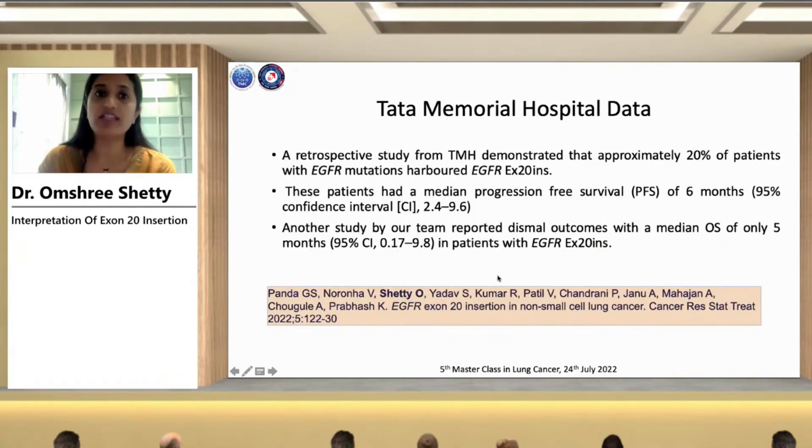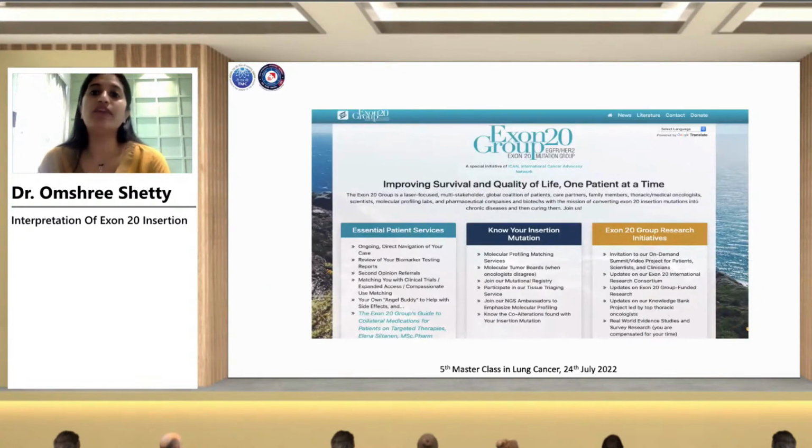Also looking into the TMH data, a retrospective study from TMH has demonstrated that approximately 20% of our patients have exon 20 insertions, and these patients had a median progression-free survival of nearly 6 months. Also, as exon 20 awareness has increased, a group has been formed which is spreading awareness and providing essential patient services, one patient at a time, and a lot of research interest has been generated. So definitely the exon 20 spectrum is expanding, and so are the available biomarkers and targeted therapies pertaining to that. So with that, I would like to end my talk.